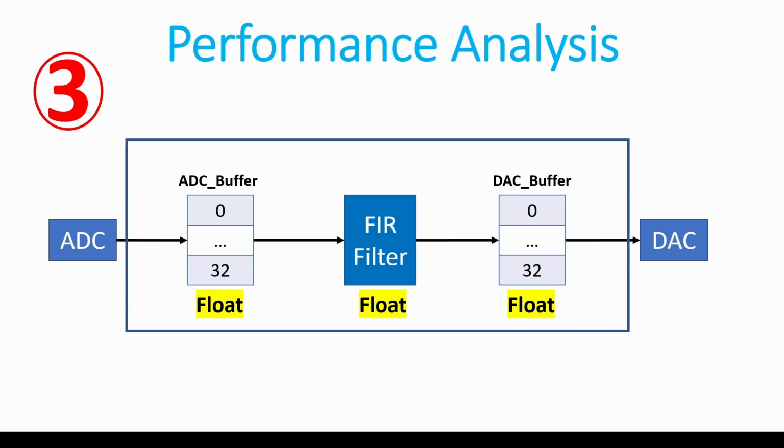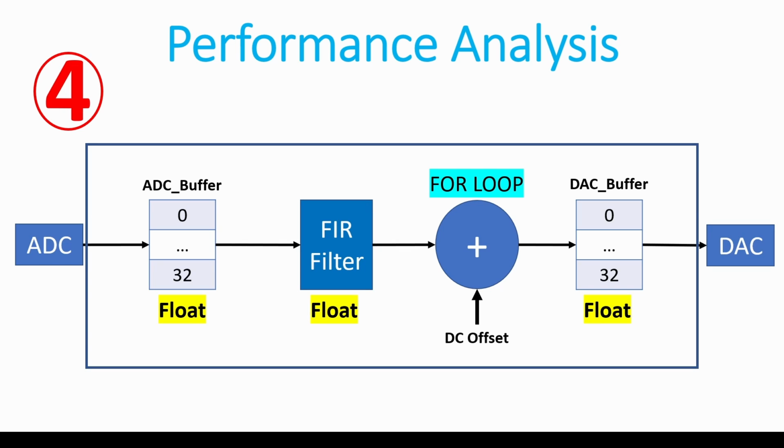The third system is the low-pass filter again, but now data is stored in the buffers as floats and not integers, which means that all of the code used for casting has been removed. The fourth is just like the previous, but now the filter is a bandpass, and there's an additional step of adding the DC offset. In this case, the offset is added through the use of a for loop. And the fifth and final system is the exact same as before, but now, instead of using a for loop to add the DC offset, we are using the vector addition function from the CMSIS DSP library.